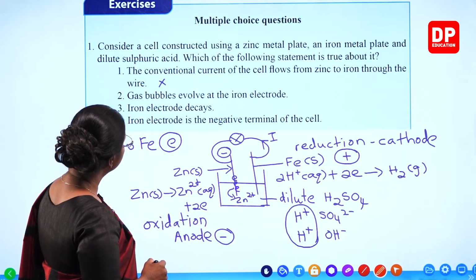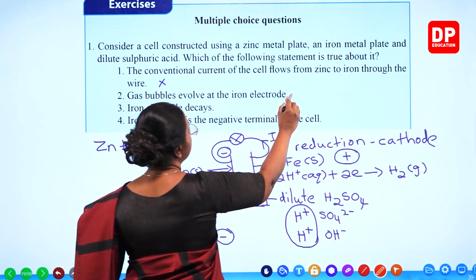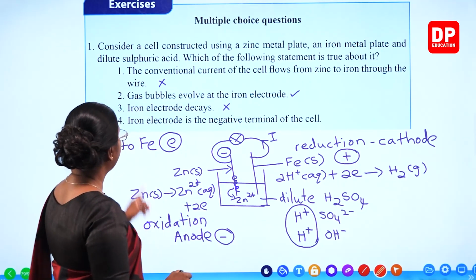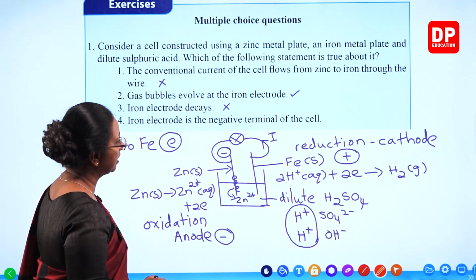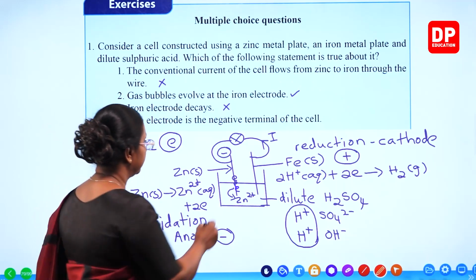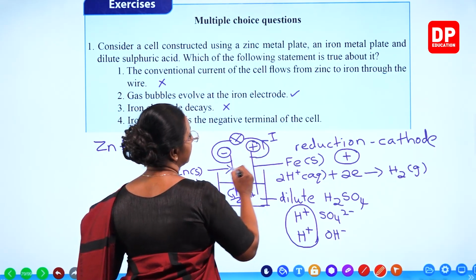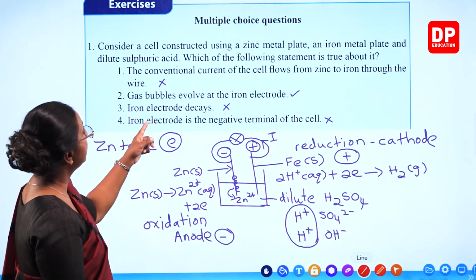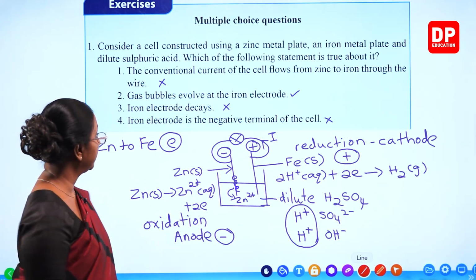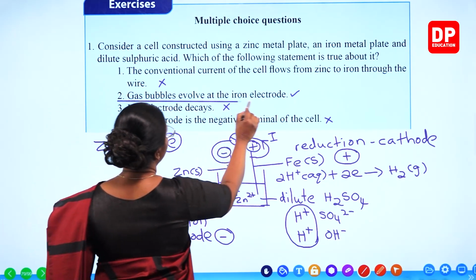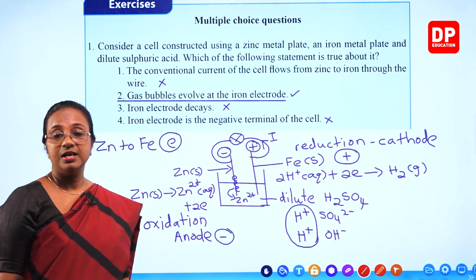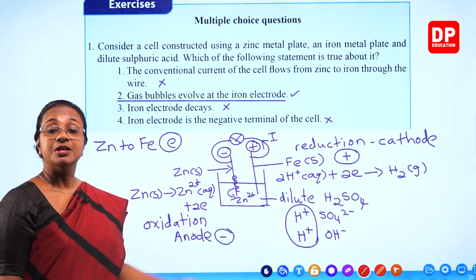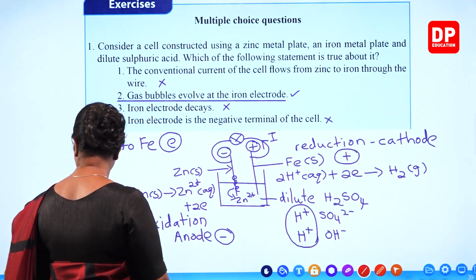Incorrect. Gas bubbles evolve at the iron electrode. Correct. Iron electrode decays. Incorrect. And iron electrode is the negative terminal of the cell. That is also incorrect because this is the positive terminal of the cell. So out of all the answers, which statement is true? Gas bubbles evolve at the iron electrode. That is the true statement. Is that clear, student? Then we'll move on to the next question.